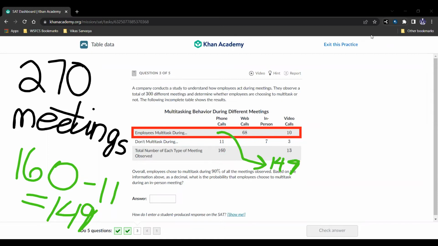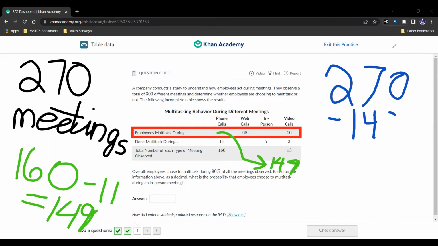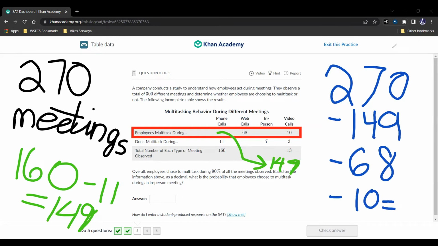which means that the 270 total phone calls, or 270 total multitask times, then we're going to subtract that by our 149 that we found, minus the 68, minus 10, and we get 270 minus 149 minus 68 minus 10, which is going to be 43, which is going to be 43 in-person meetings where the employees multitasked.